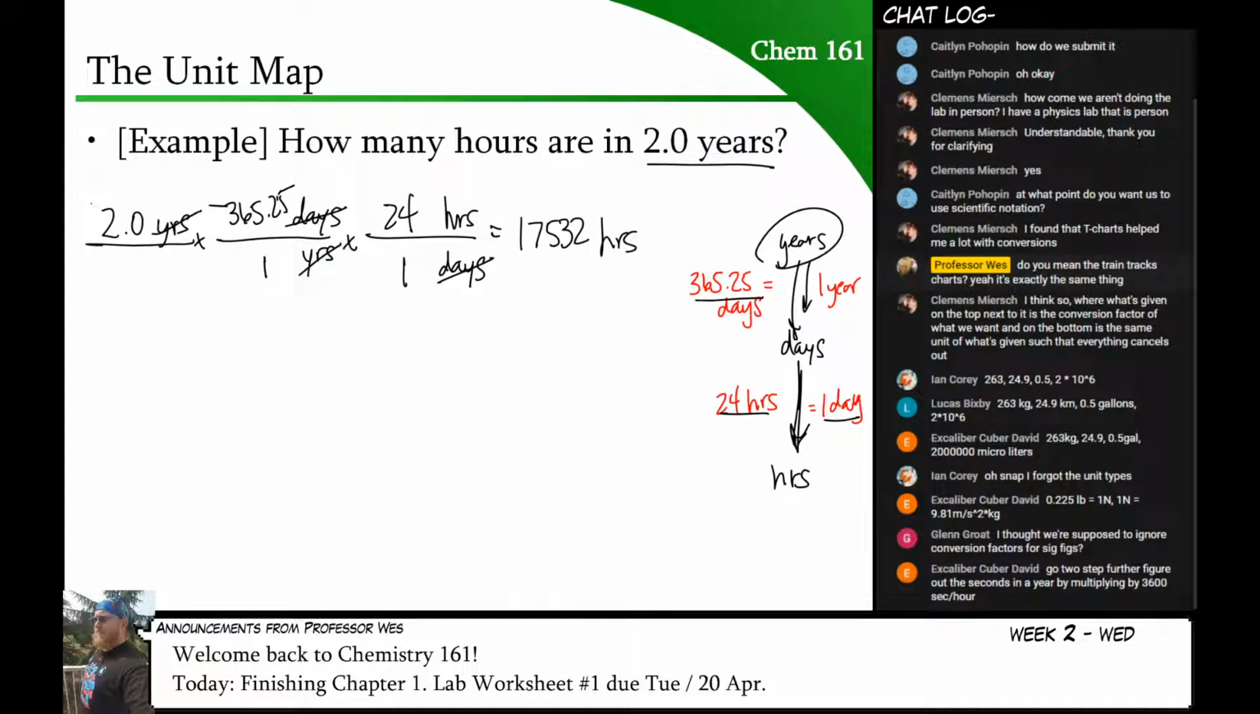How many Sig Figs should my answer have? Well, this has 2 Sig Figs. This is 5, infinite. And this is actually counted. So my answer should have 2.